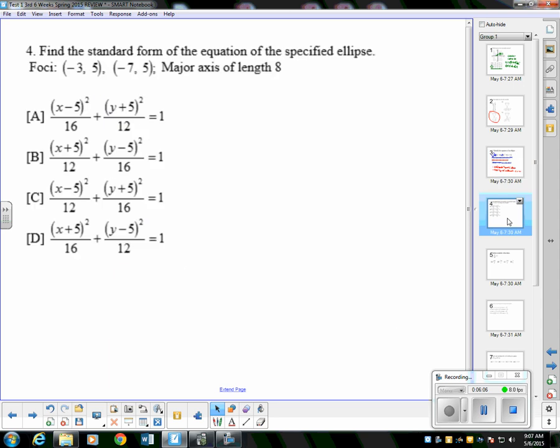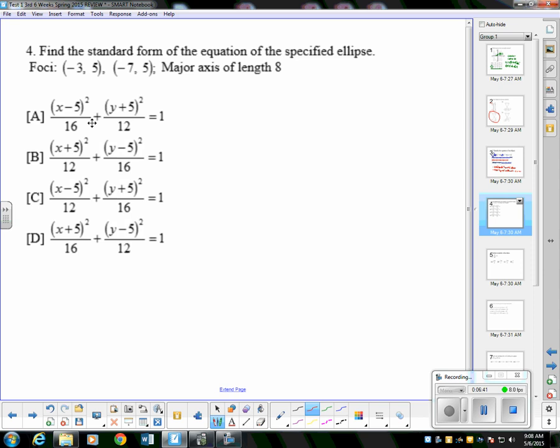Next problem. Find the standard form of the equation of the specified ellipse. And as I told you in class many times over, read the problem. It tells you it's an ellipse. So you don't have to think, oh, is this a parabola or a hyperbola or whatever. It says it's an ellipse. Which means that all your formulas must include a plus in between your fractions. And then you also have denominators in your fractions, and they all should equal 1. So you know you have ellipses here.